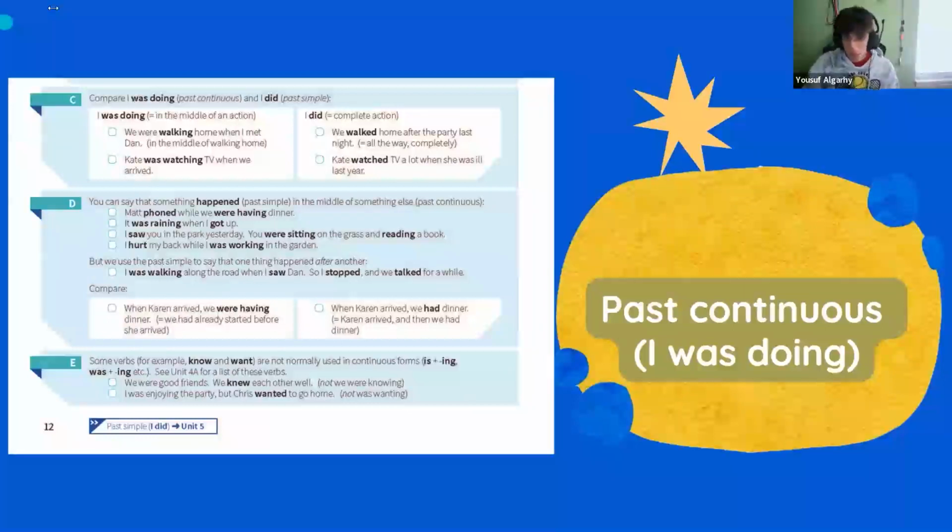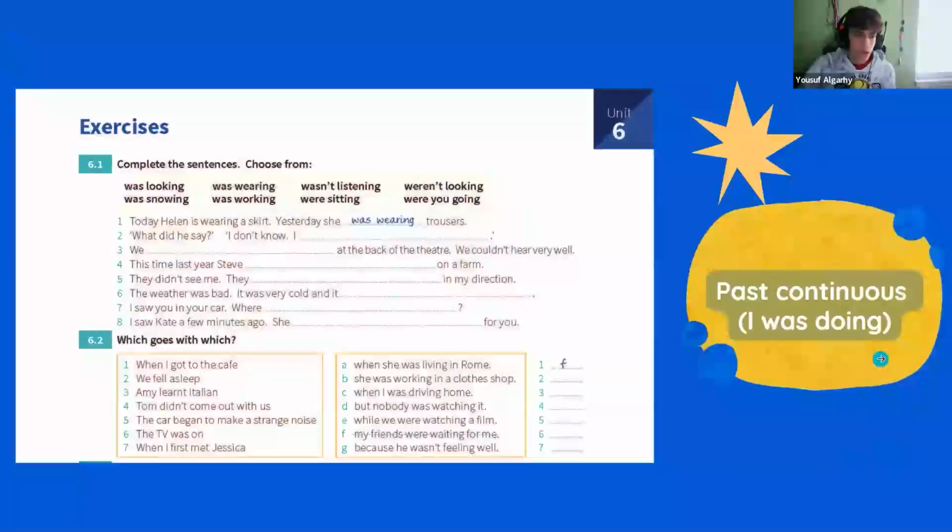Okay. So now we go on to the exercises. So here we're just going to complete the sentences by picking the two words out of the box. Okay. So what did he say? I don't know. I blank. What do we put for that one?